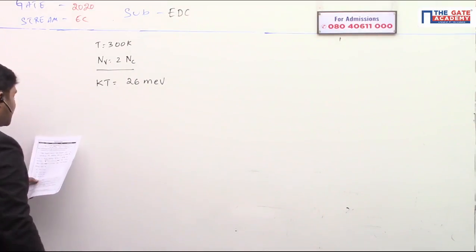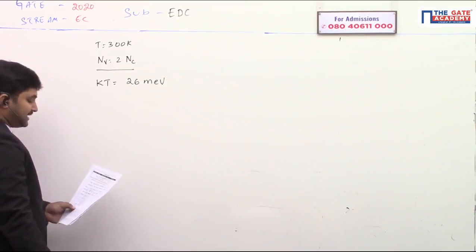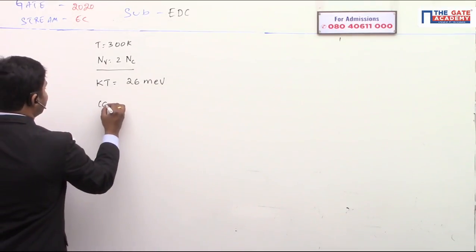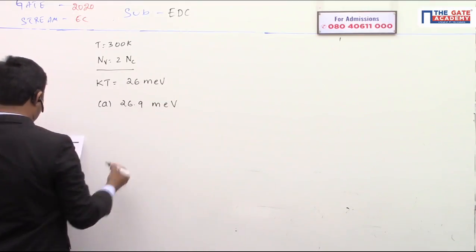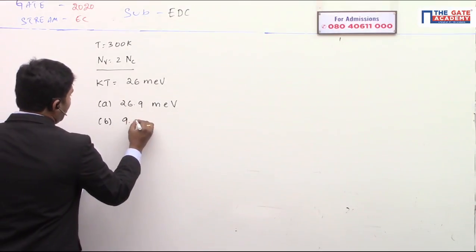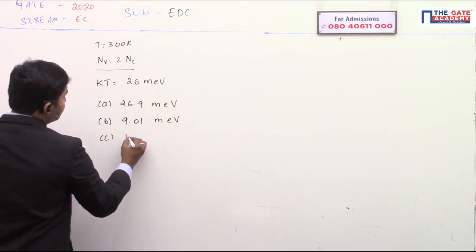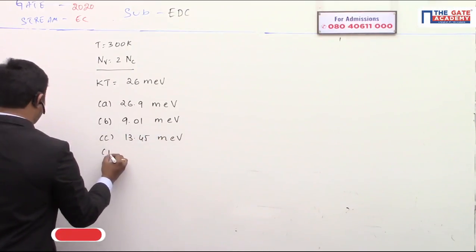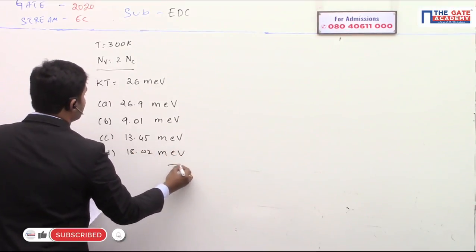Now the question is that the intrinsic Fermi level is shifted from the mid band gap energy by dash. Option A is 26.9 milli electron volts. Option B is 9.01 milli electron volts. Option C is 13.45 milli electron volts, and option D is 18.02 milli electron volts.